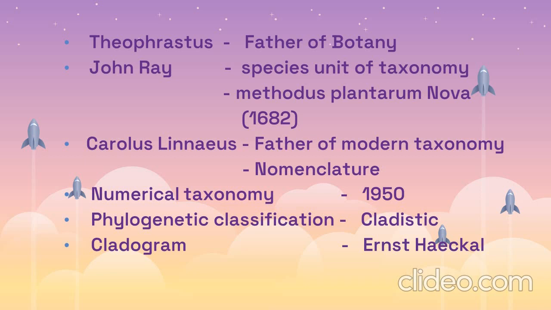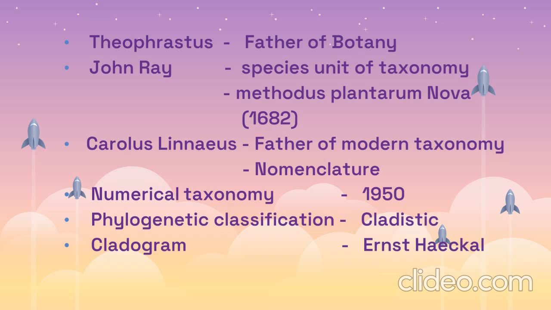Again, he also published a book. The book is Methodus Plantarum Nova, in the year 1682. And after his period came one very familiar and very famous evolutionist, Carolus Linnaeus. He is one of the very familiar persons. Of course, everyone may know about him, and he is known as the father of modern taxonomy.